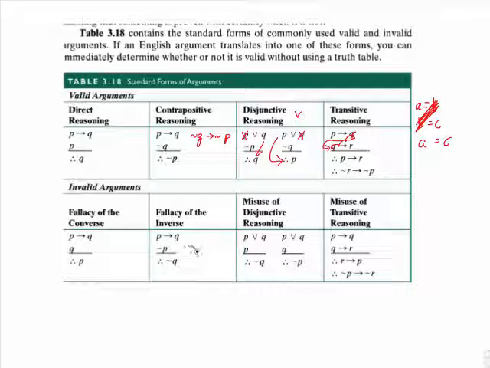The fallacy of the inverse is this. Remember, the inverse is you negate both of those. Not P does not necessarily mean not Q. So that's why that's not true.